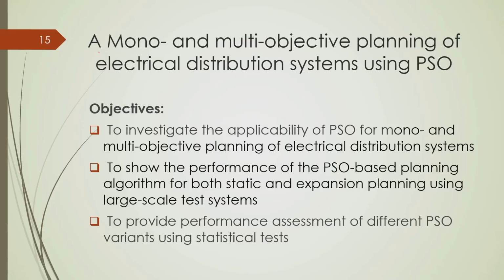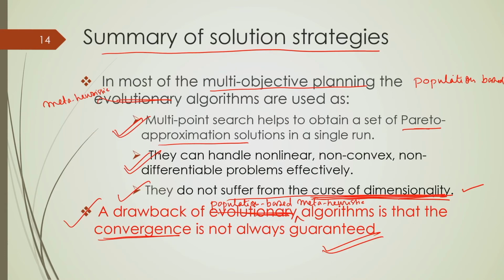Okay. Now, in this particular part of the lecture, I will discuss a mono objective and a multi objective optimization problem for designing distribution networks, and we will talk about one metaheuristic algorithm, called particle swarm optimization.